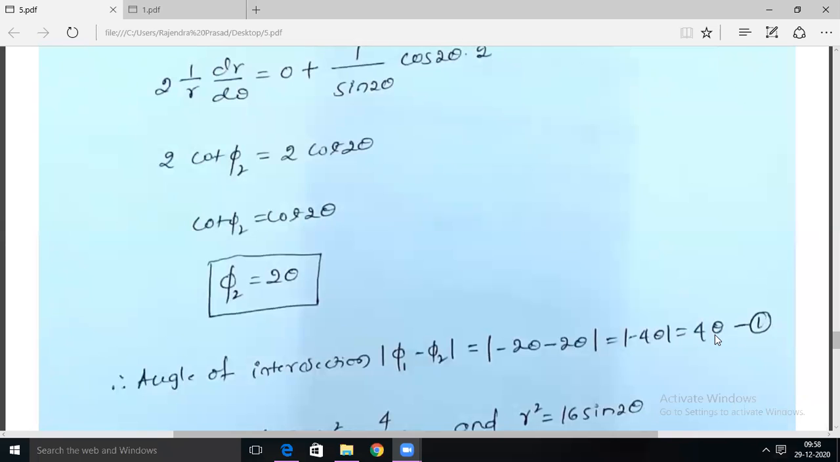So what do we do now? Angle of intersection 4 theta has come. So we shall stop here or what? We shall continue this problem.